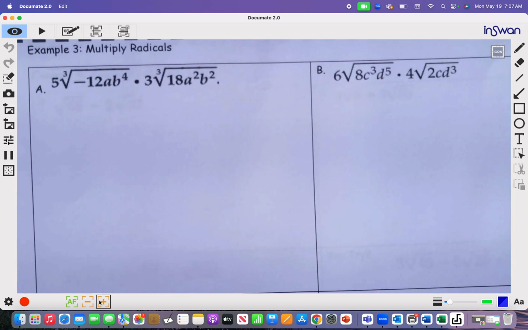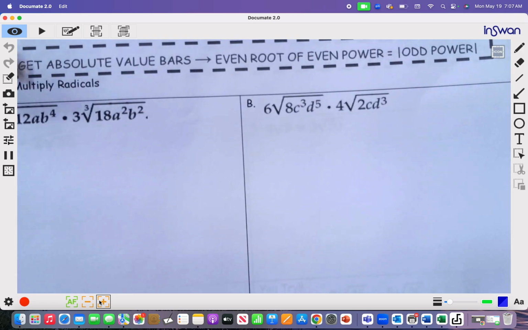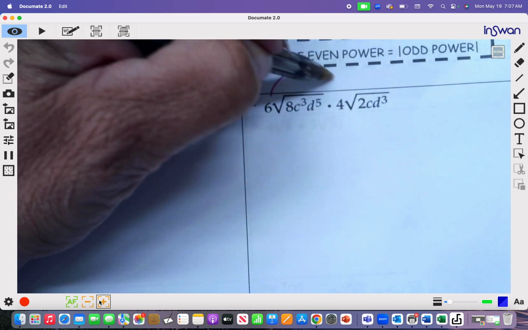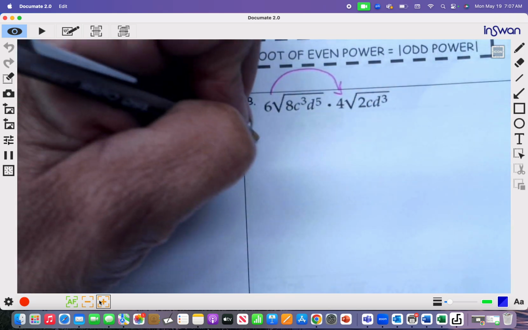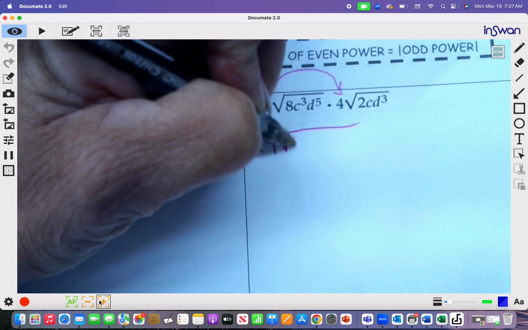So we are multiplying here. Let's start off with one that's a square root instead of a cube root. The rule is the same for either. We can multiply what's on the outside, and we can multiply what's on the inside, then we simplify. So 6 times 4 is 24. Under the radical, 8 times 2 is 16.